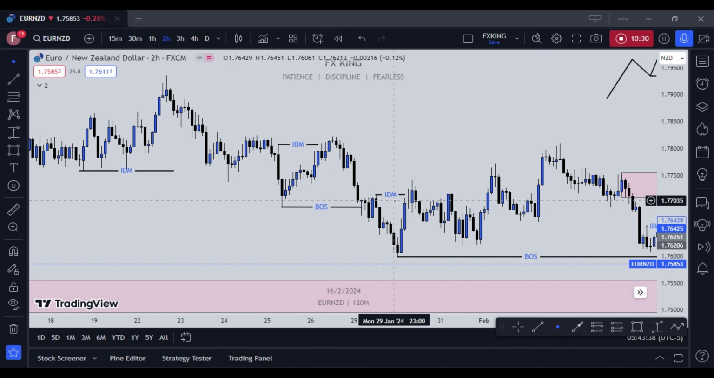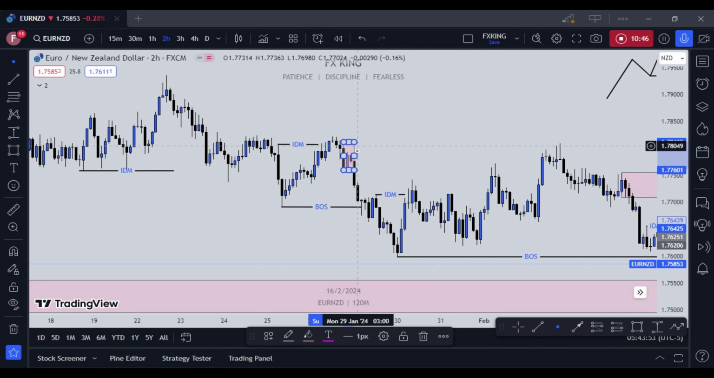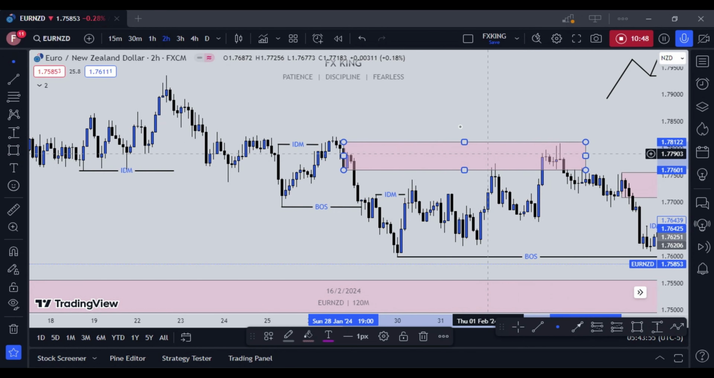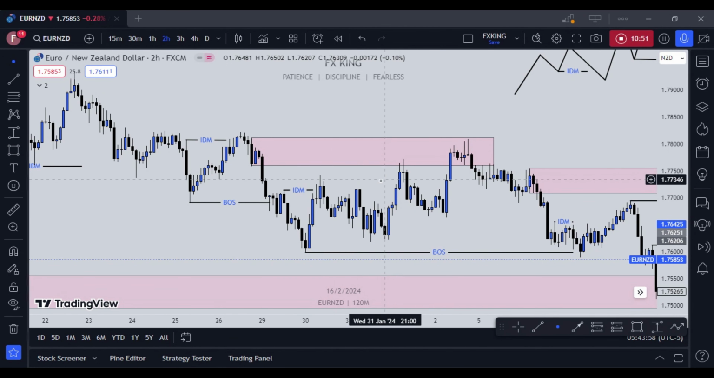Before price created this valid break of structure, price also created an inducement level here. When price took out this inducement level, we could start looking for our point of interest. From here, you can see that we have this point of interest, which is our order block in this case. From this zone, you can start looking for your entries. When price reacted into this order block, price dropped, breaking structure once more.